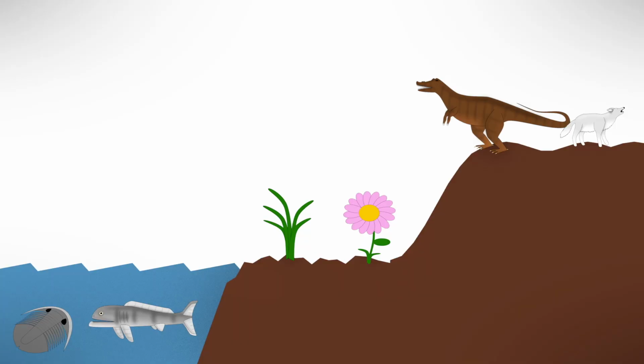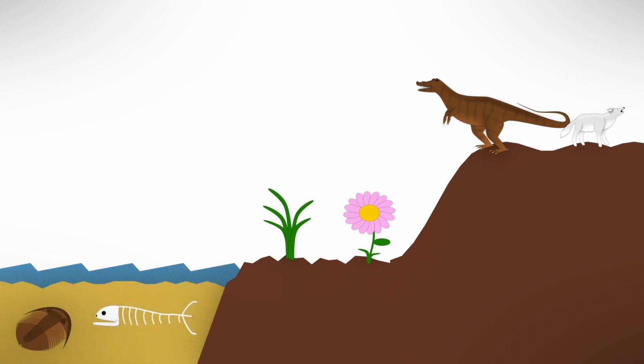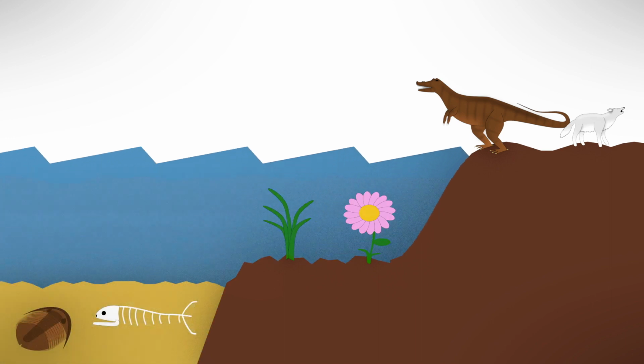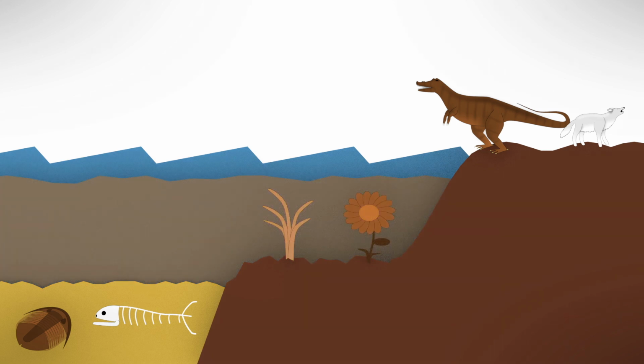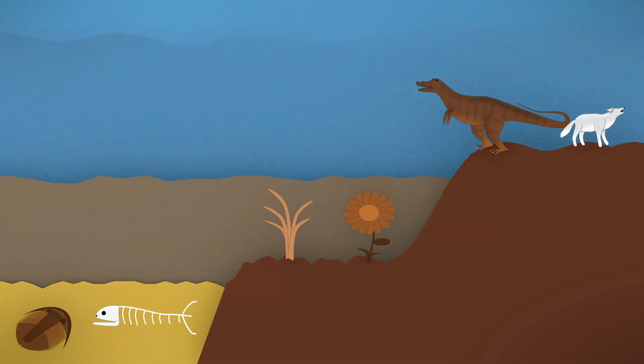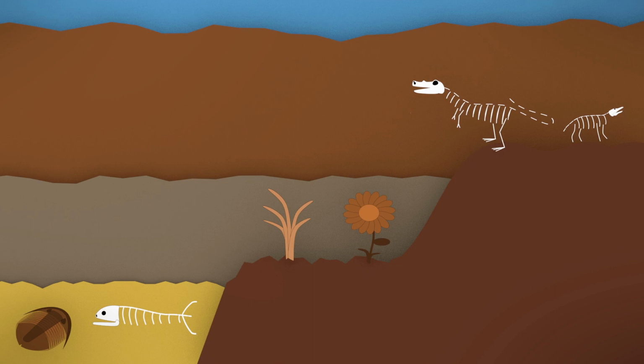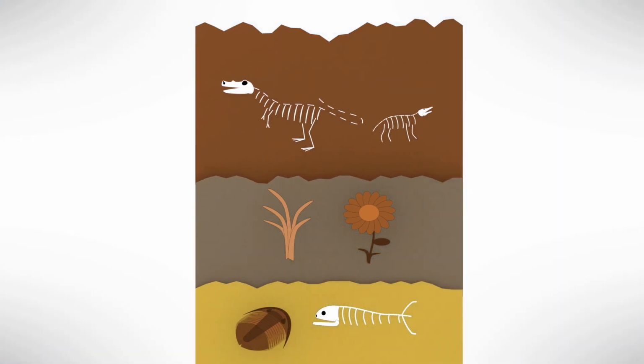Actually, what these layers demonstrate is how the biblical flood buried the creatures in the water first. Then, as the flood waters rose, it would have buried the lowlands. And finally, it would have covered the rest of the land, burying large animals like dinosaurs. This explains why certain creatures are found in certain layers. By aligning our thinking with the Bible, we find that the geological column is a record of burial, not evolution.